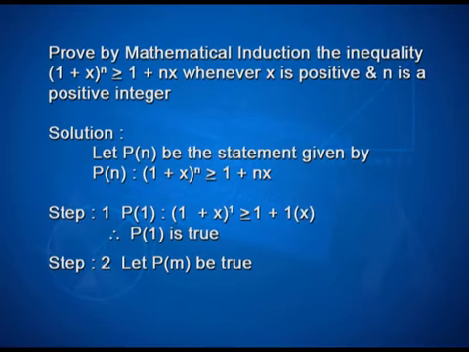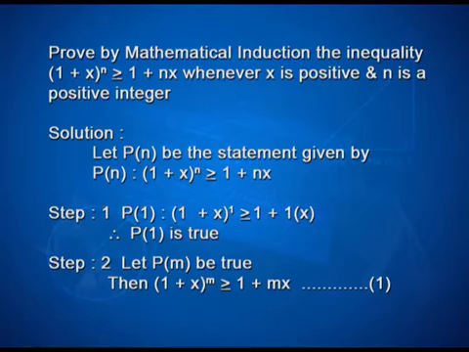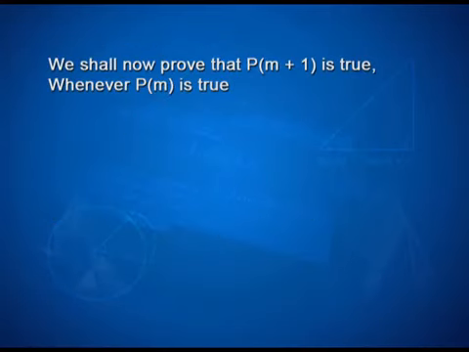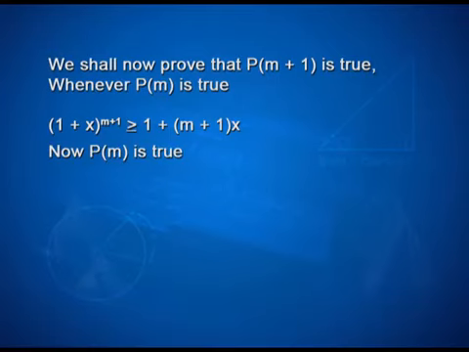In step 2, let P(m) be true. Then (1+x) raised to m is greater than or equal to 1+mx. Take this equation as 1. We shall now prove that P(m+1) is true. Whenever P(m) is true, (1+x) raised to m+1 is greater than or equal to 1+(m+1) into x. Now, as P(m) is true, we have (1+x) raised to m is greater than or equal to 1+mx.